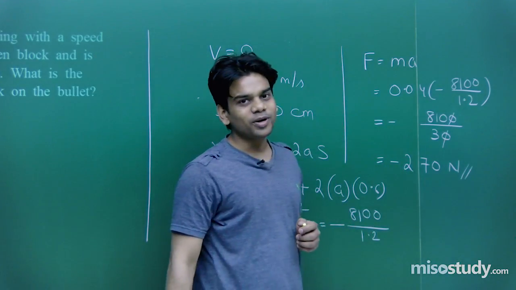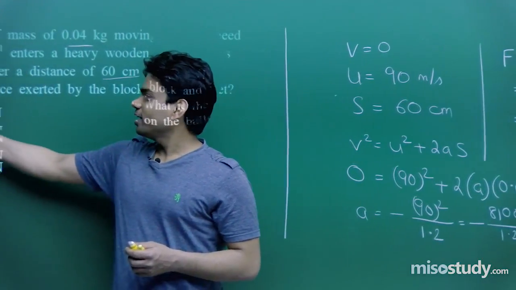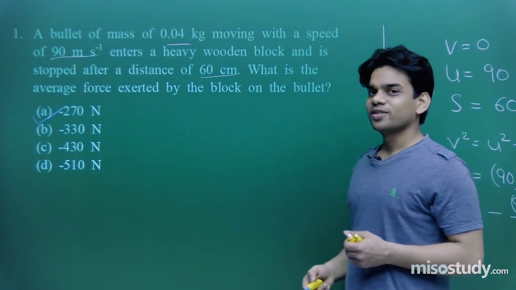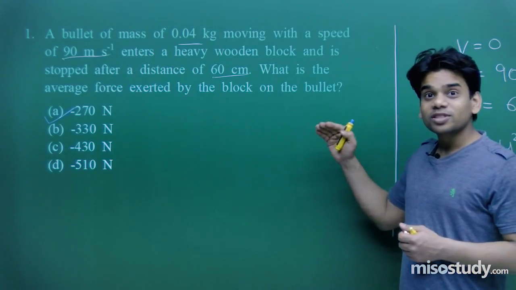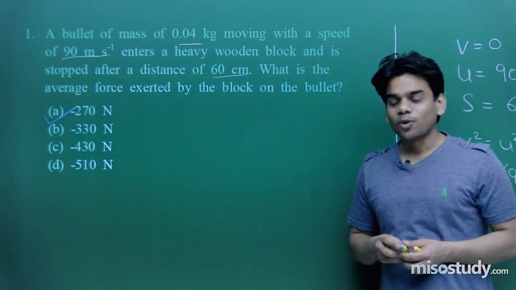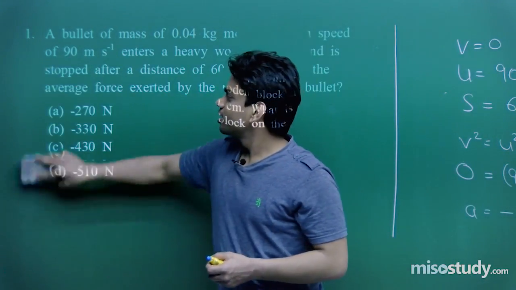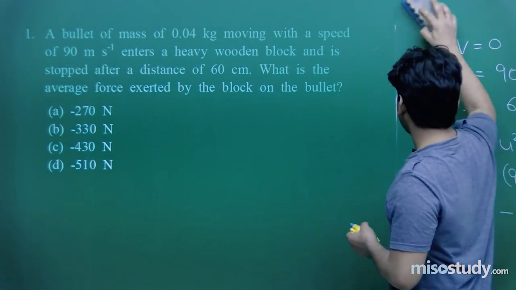Quite easily we have evaluated. So the right answer for this question turns out to be minus 270 Newton. That means a force that is trying to retard the bullet will be exerted on the bullet due to the wooden block. So we got option A as the right answer. Let's go ahead with the next question of the class.